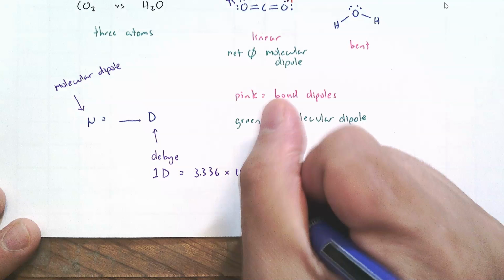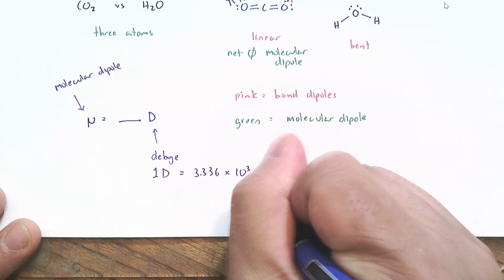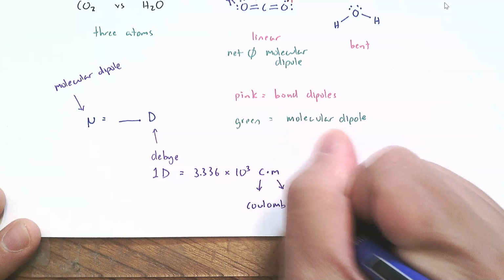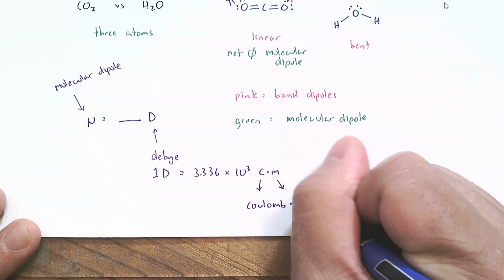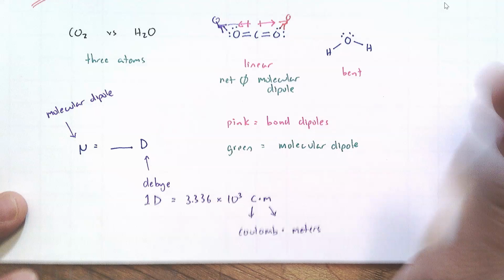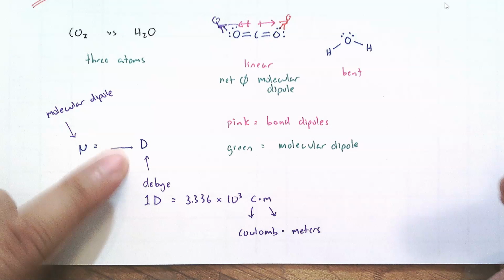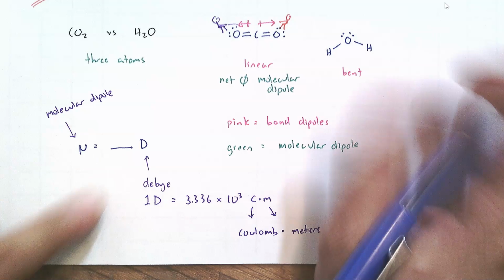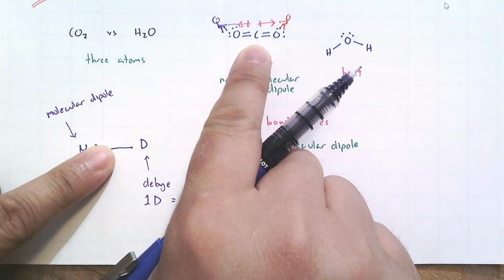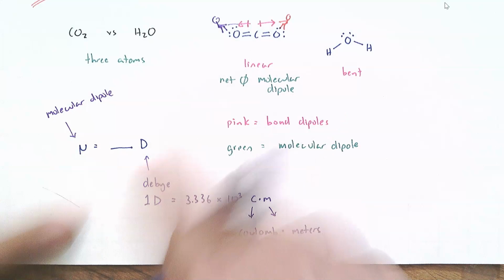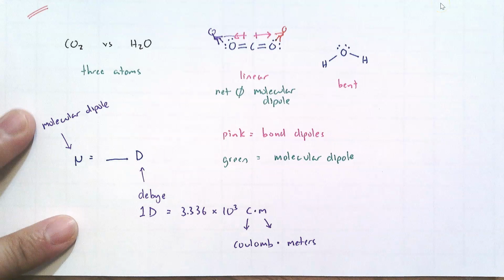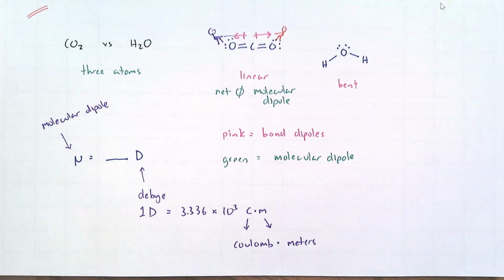So this is a charge, right? This is coulombs. And this is meters. So times length. I'm not worried for my class about the number, okay? I'm more worried whether we have a zero, just like carbon dioxide, because it says net zero, or if we have a non-zero, if there is a molecular dipole. So let's take a look at water.